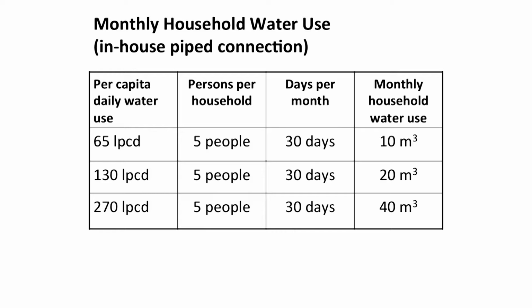A person without much outdoor water use will use about 130 liters per capita per day. And a person with significant outdoor water use, such as gardening or lawn watering, might use 270 liters per capita per day. So rich households or households with side businesses or livestock could use substantially more than this. In the table, I've multiplied these daily per capita water use amounts by the number of people in the household and the number of days in a month to obtain a range of monthly household water use estimates.